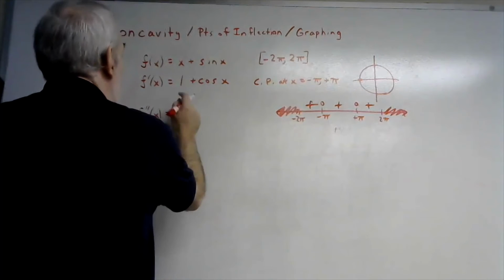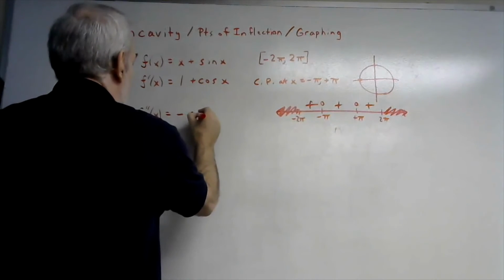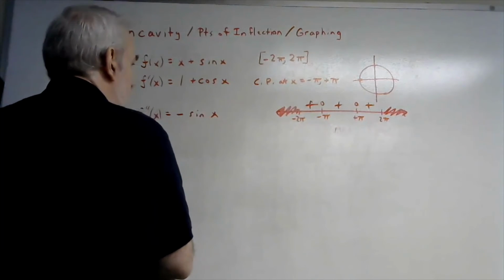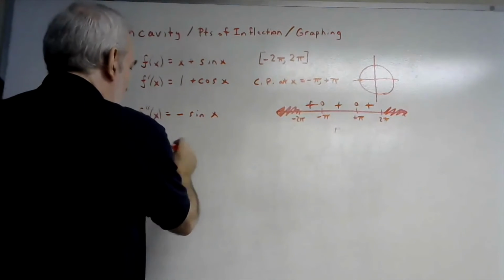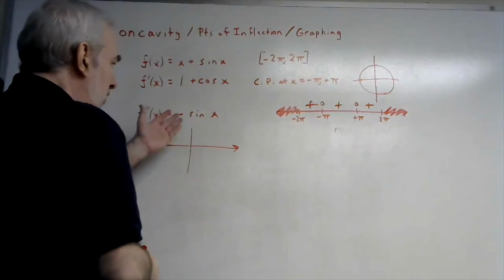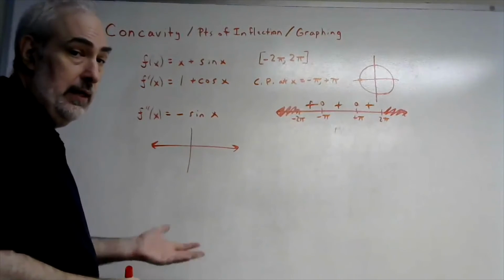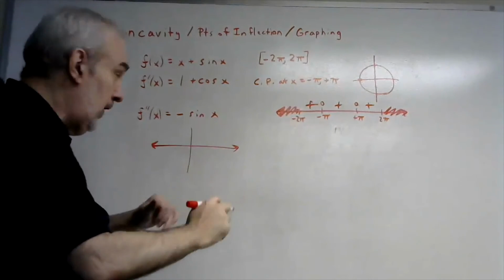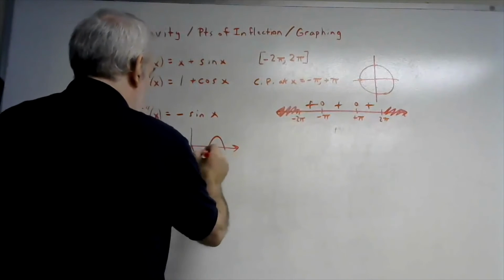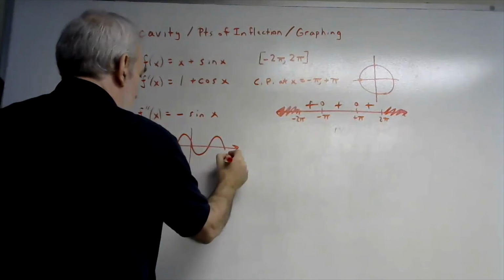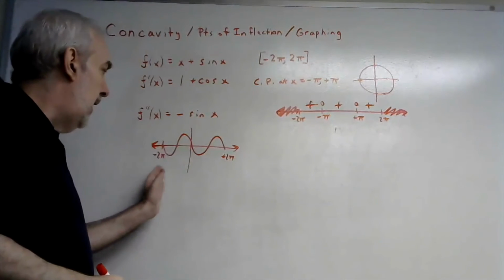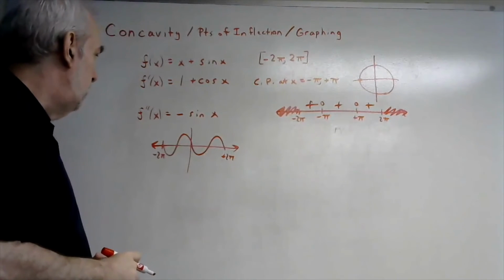Okay, second derivative is going to be 0 and then minus sine of x. I'm just going to think about this in terms of what the graph of negative sine of x looks like. It looks like the graph of sine of x, but flipped upside down. So it would look like that from negative pi to positive 2 pi.